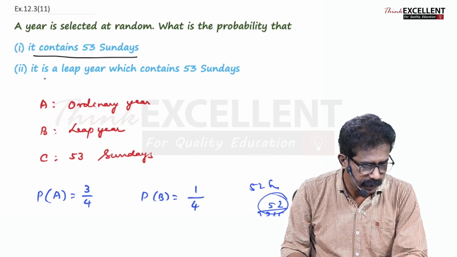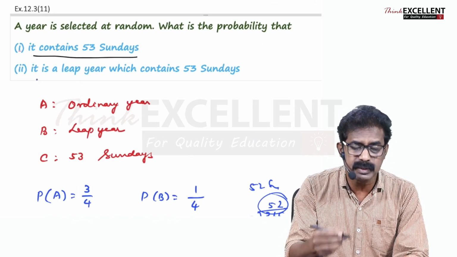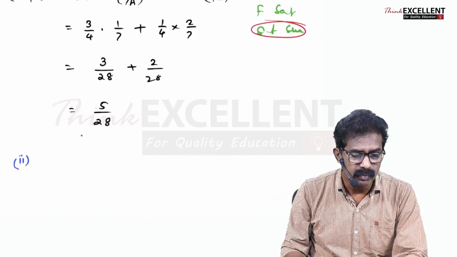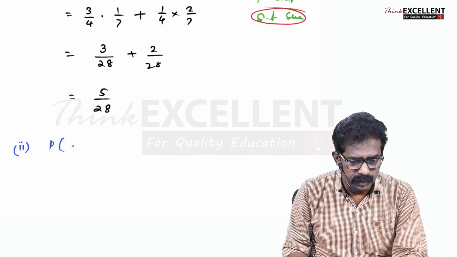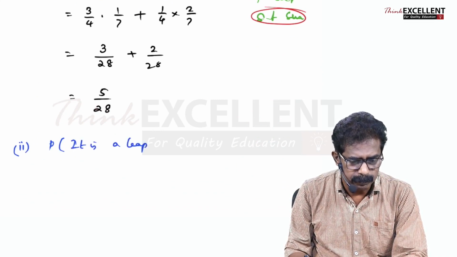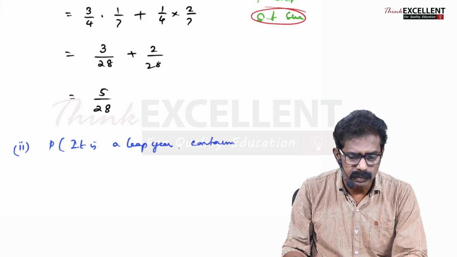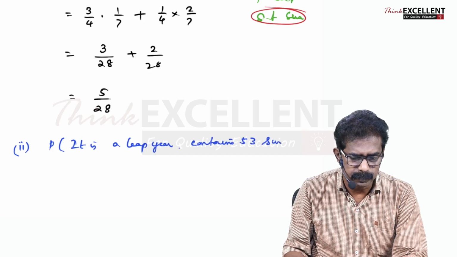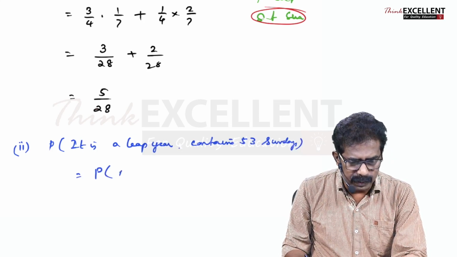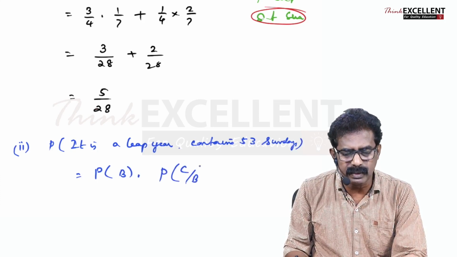It is a leap year. You are selecting a year. What is the probability that it is a leap year which contains 53 Sundays? So selecting a leap year and containing 53 Sundays. It is a leap year and it contains 53 Sundays. So first you have to select a leap year and the selected leap year must contain 53 Sundays.